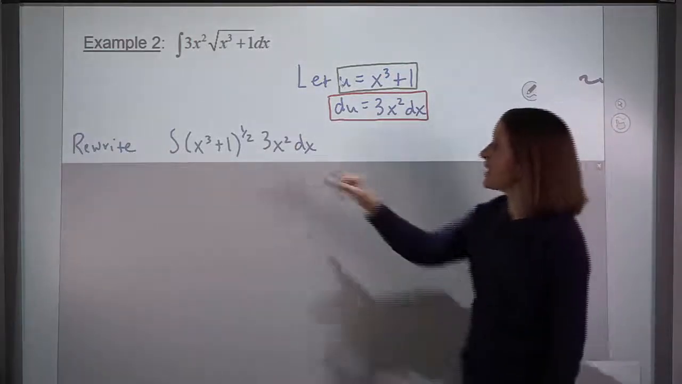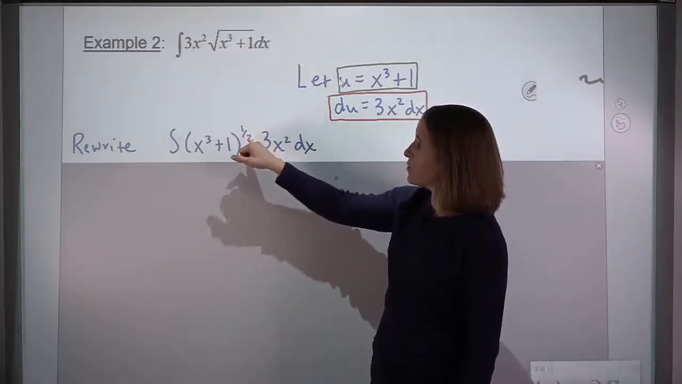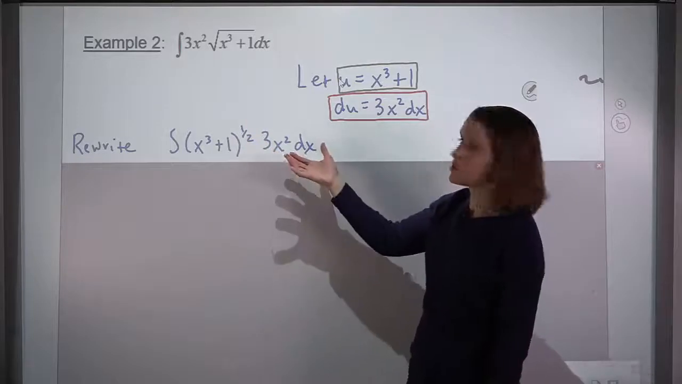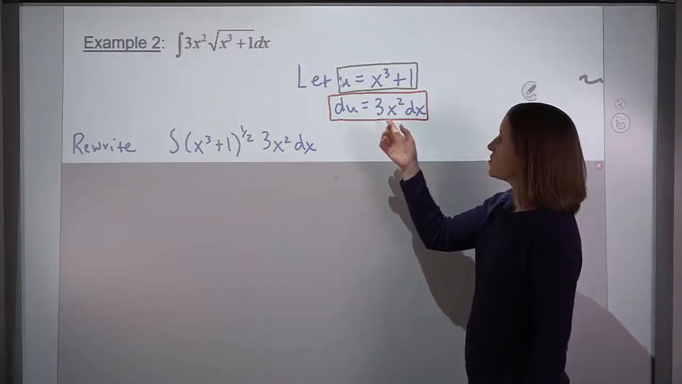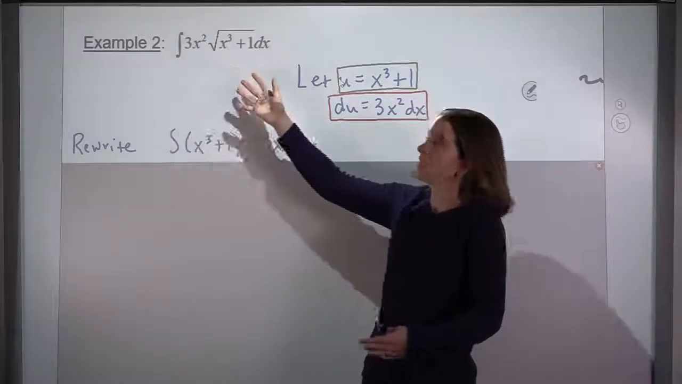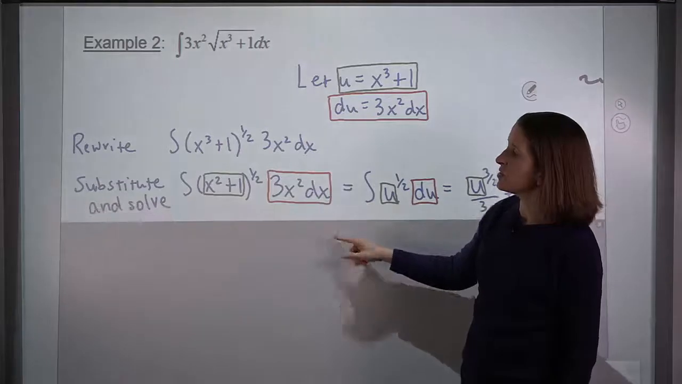Then I'm going to rewrite it because I do need to have it in a nice form where I see that that's actually a 1/2 power instead of a root. And I also want to group things together. So if my du is 3x squared dx, now when I do look at the problem, I do see a 3x squared and I do see a dx, so let's get them together. And then we will be ready to substitute and solve.